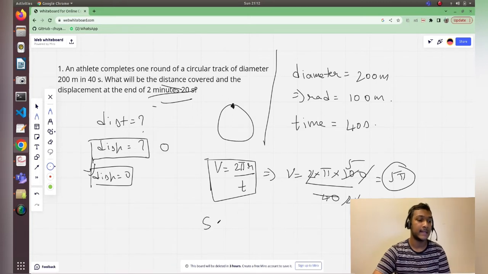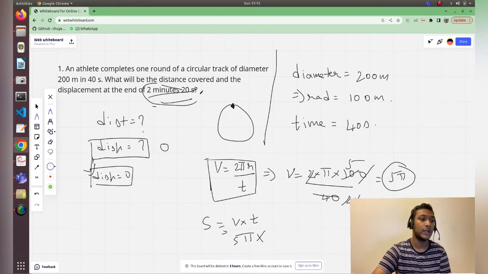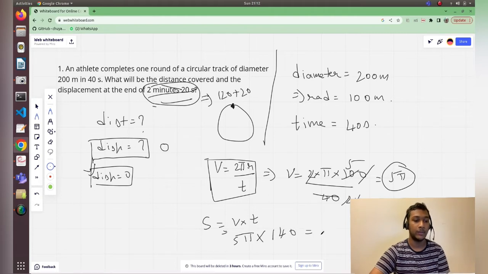Now, what is S? S is equal to V into T, right? Which is basically equal to what is V? V is 5 pi. That is what we have here, 5 pi into what is T? T is 2 minutes and 20 seconds. 2 minutes and 20 seconds implies what is 2 minutes? 2 minutes is 120 seconds plus 20 seconds, which is basically 140 seconds. So 140 into 5 pi, which is equal to 700 pi, right? You can either leave it like this, but it's better if you solve this value.